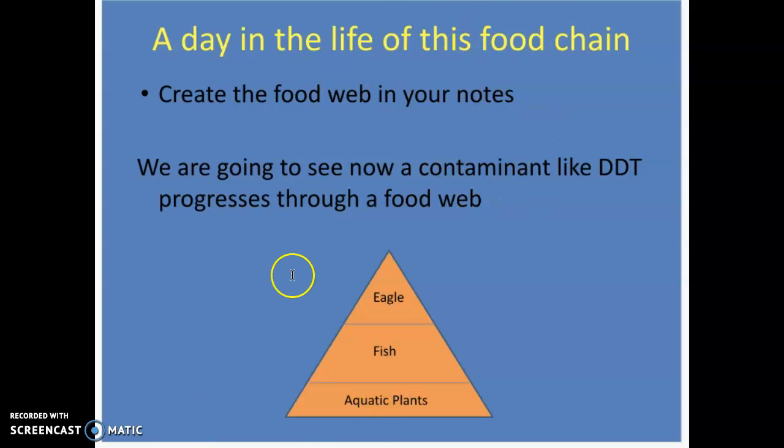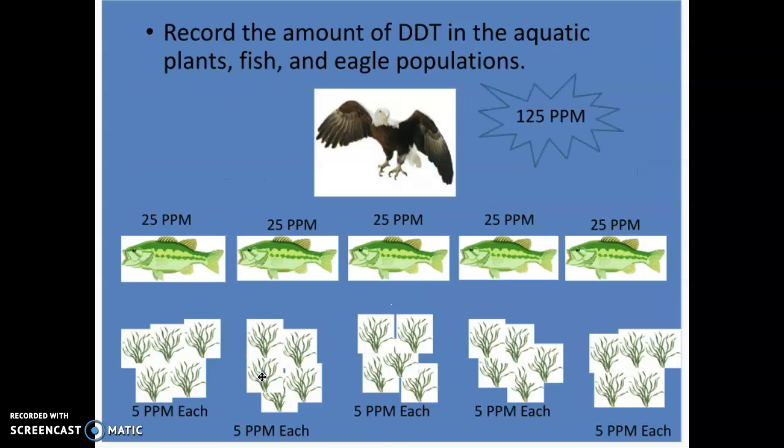So, a day in the life of this food chain. Here is our lovely pyramid. We're going to see how contaminants like DDT are going to pass through a food chain. So we know that if every plant has 5 parts per million of DDT in them, 5, 10, 15, 20, 25. So this trout, let's just say, is going to eat 5 plants, taking in 5 parts per million of DDT each time. So that trout is now carrying 25 parts per million of DDT.